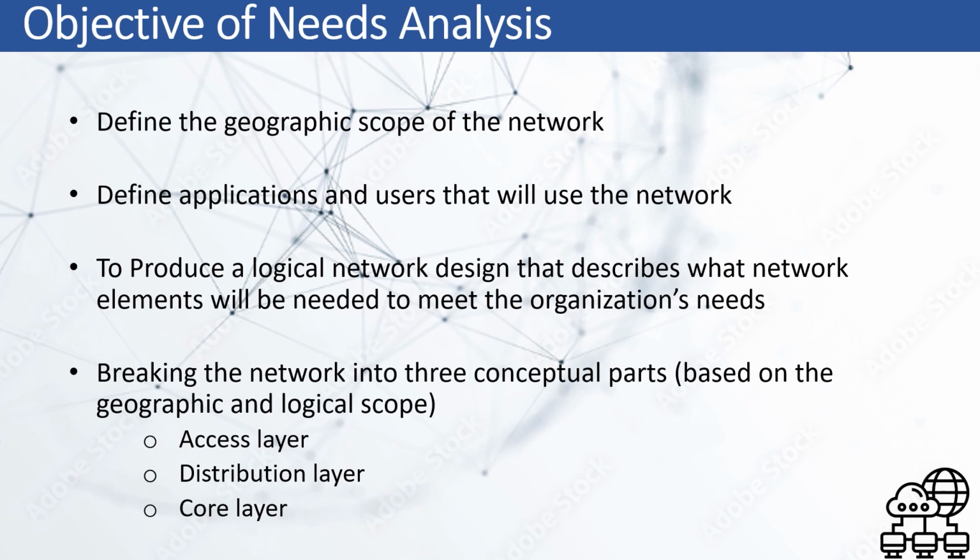And then defining applications and users that will use the network, by defining application software, programs, and services that run on the network and are used by users. Examples of applications include email, file sharing, video conferencing, and web browsing. Each application has different requirements for bandwidth.